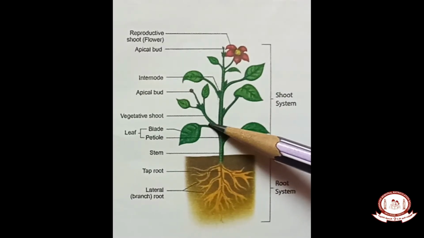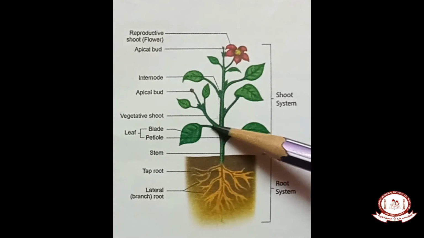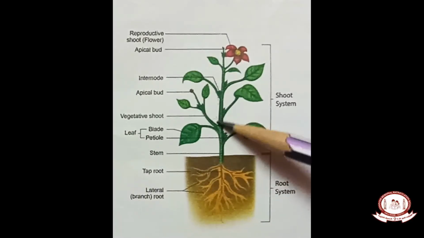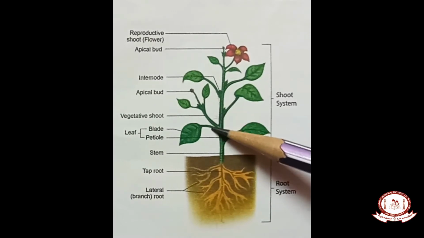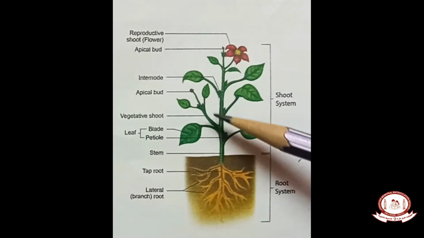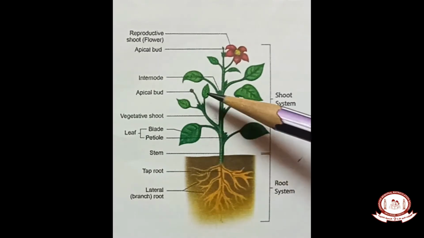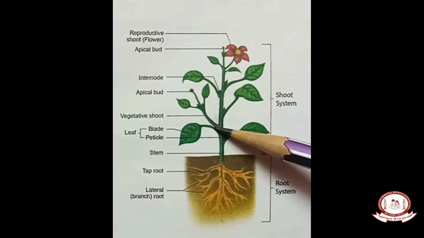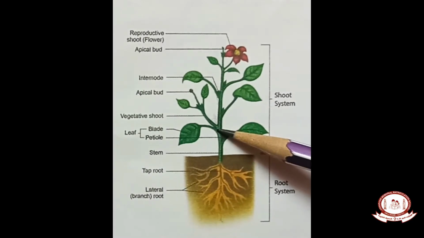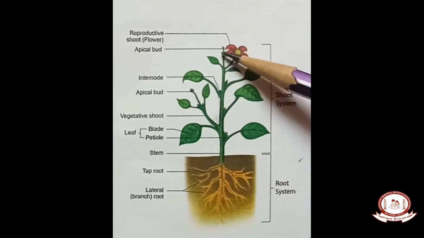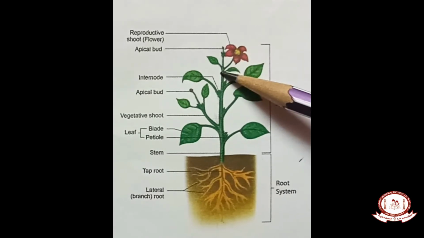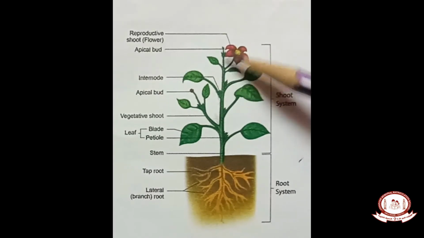From the axil of the leaf means the region between the node and the stem, that is called the axil of the leaf. From the axil of the leaf, the small bud arises, that is called axillary bud. If the bud arises from the axil of the leaf, it is called axillary bud. Suppose if the bud arises from the terminal side, it is called terminal bud. Understood, children? Do you understand?